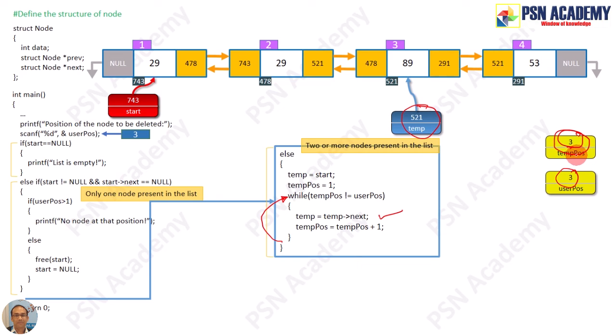So temp pos is equal to user pos. We get back again to see whether temp pos is not equal to user pos. But what we see is that temp pos is equal to user pos. That means the while condition is giving you false. So the while loop stops and we are sure that temp is standing on the position where the user wants the node to be deleted.